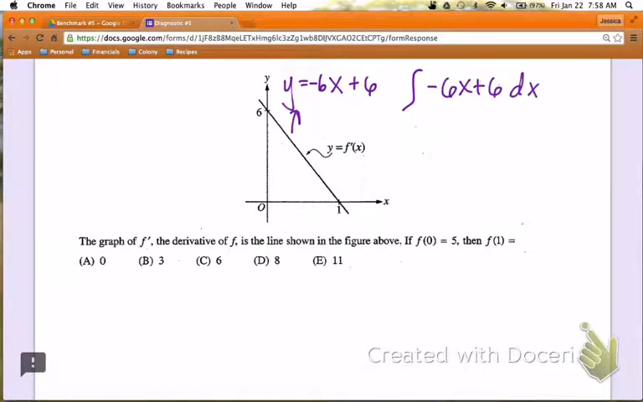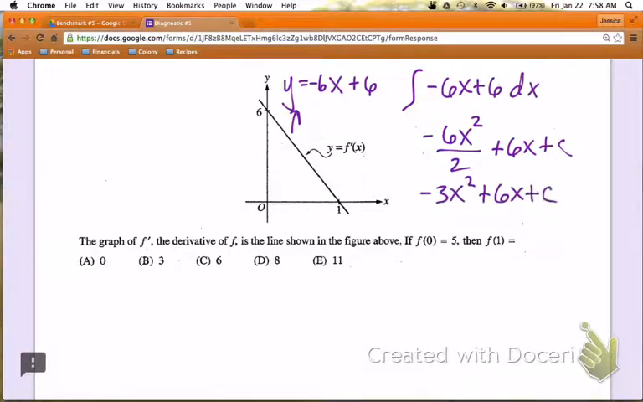So that's my equation. If I find the integral of that in order to find the original function, I get negative 6x squared over 2 plus 6x plus c. If I simplify that, that's negative 3x squared plus 6x plus c. And again, I want to find out what c is, so I'm going to use this initial condition and figure out what c is. If I plug in 5 for y and 0 for x, I get that c is 5.